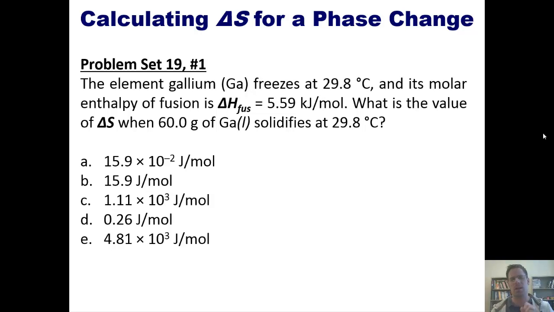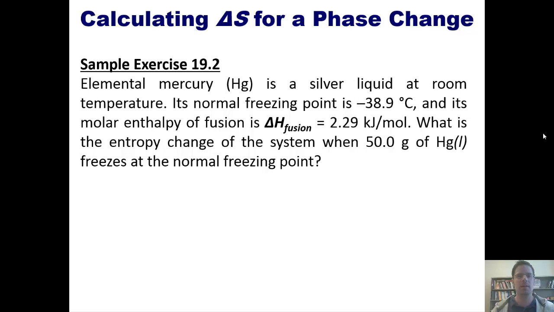As I usually do, I'm going to allow you to attempt this on your own if you like, and then if you want, you can click the link here to a separate video in which I show you how to do it on the board. Here's another one. Elemental mercury is a silver liquid at room temperature. Its normal freezing point is that number, and its molar enthalpy of fusion is this number. What is the entropy change of the system when 50 grams of mercury freezes at the normal freezing point?